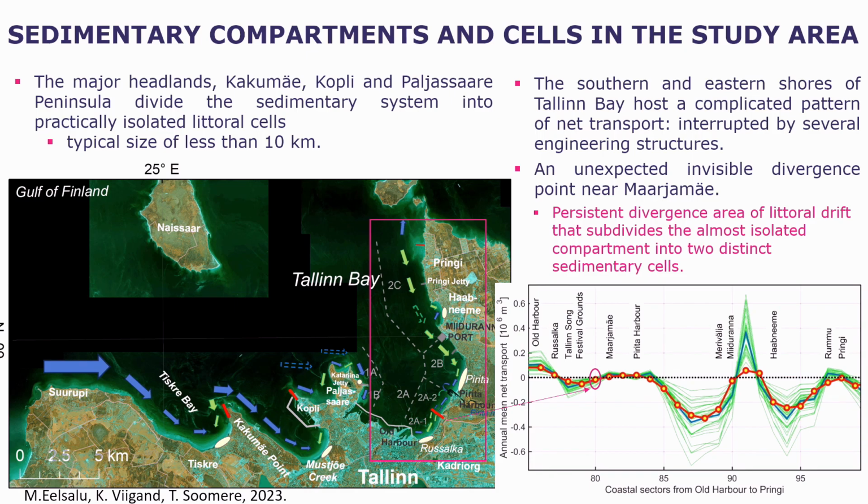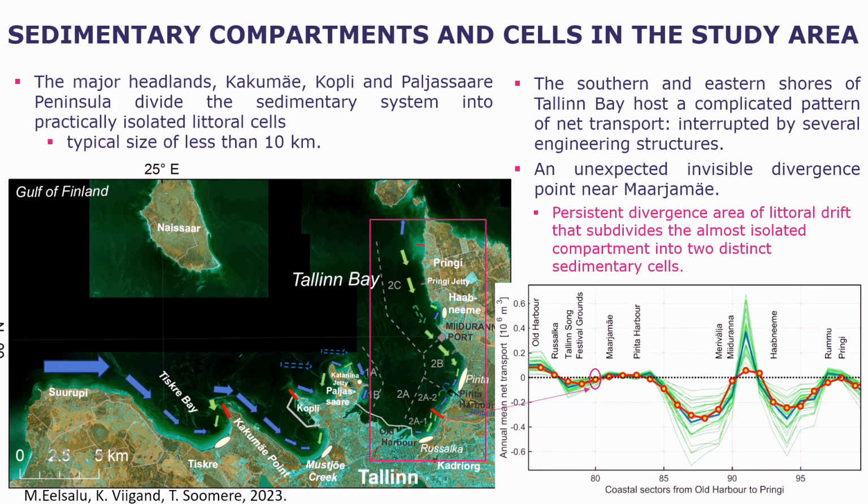And now to summarize all these results, this is an illustrative scheme of the main sediment compartments in the study area. We can notice that the major headlands such as Kakumäe, Kopli and Paljassaare divide the sedimentary system into practically isolated sediment compartments. There are four main sediment compartments with a typical size of 10 kilometers.